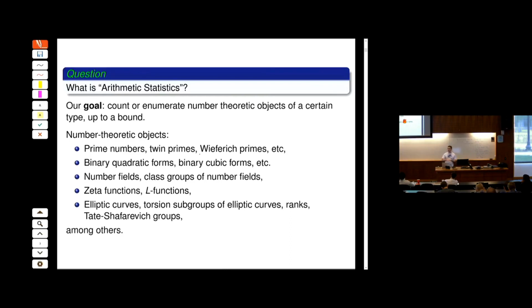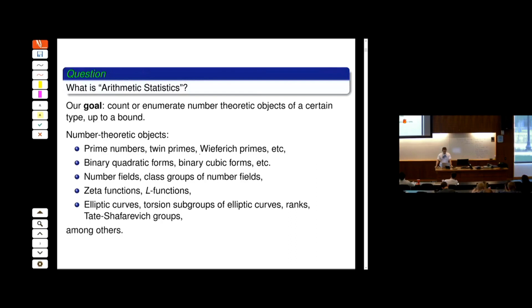Number theoretic objects that we're interested in, for instance, are prime numbers, twin prime numbers, Wieferich primes, etc. Something seemingly a little bit different, but during the course of the 4 lectures, I'll try to build a path from all of these things, one to the other. So binary quadratic forms, binary cubic forms, etc.